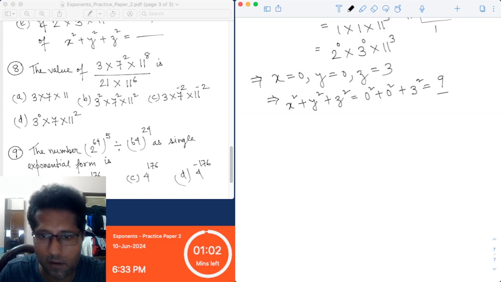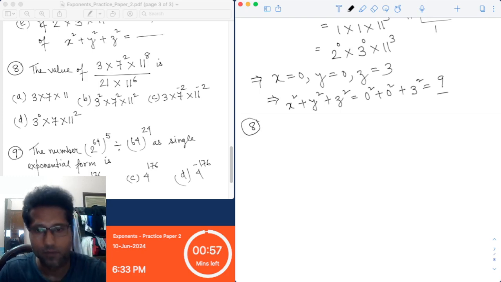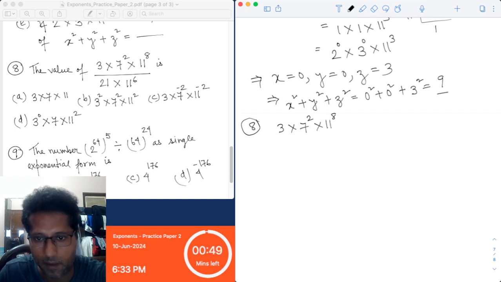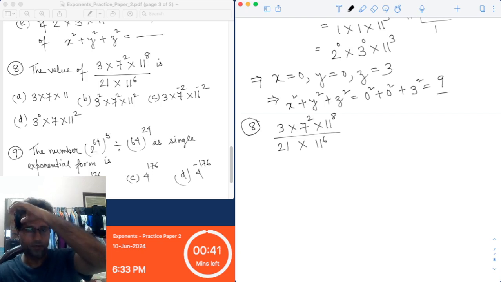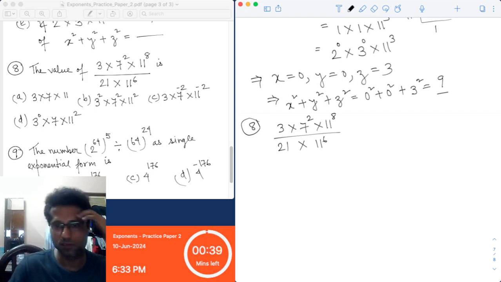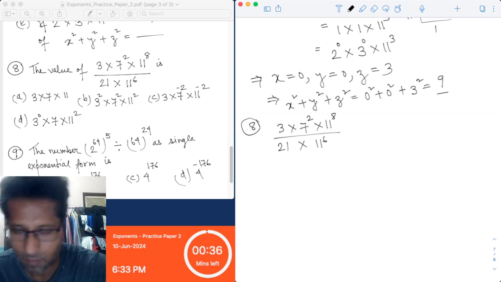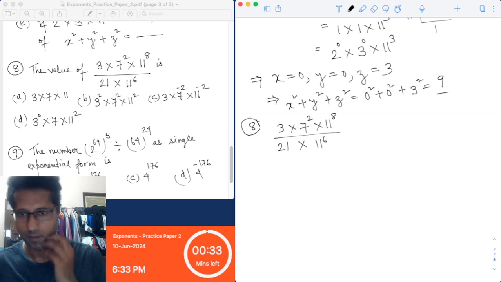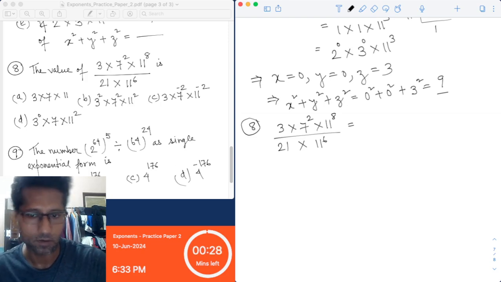My pen is giving trouble. Okay, the expression given is 3 multiplied by 7 squared multiplied by 11 to the power 8, divided by 21 into 11 to the power 6. In the numerator we have exponentials where the bases are 3, 7 and 11, and in the denominator we have an exponential where the base is 11. So we have to convert 21 into factors 3 and 7.